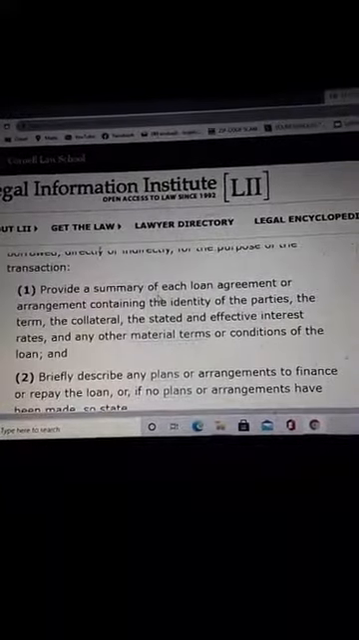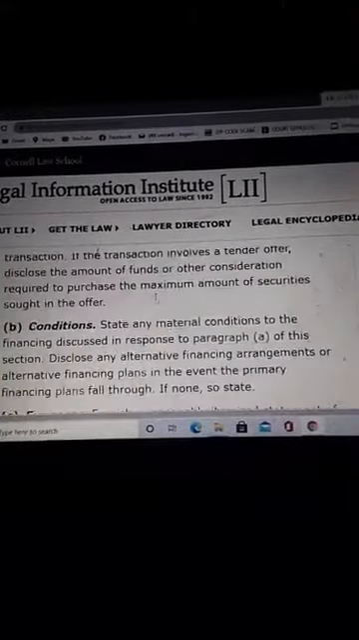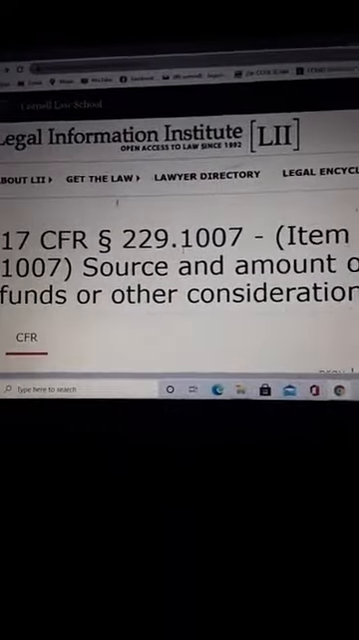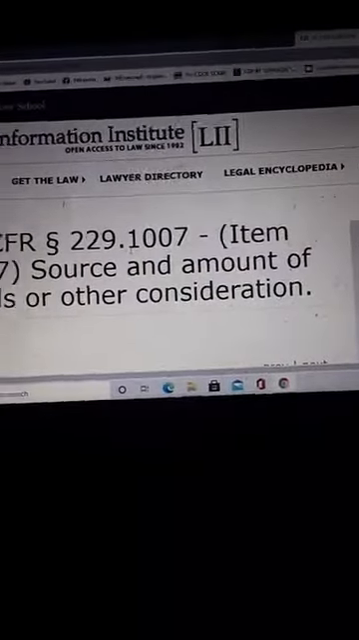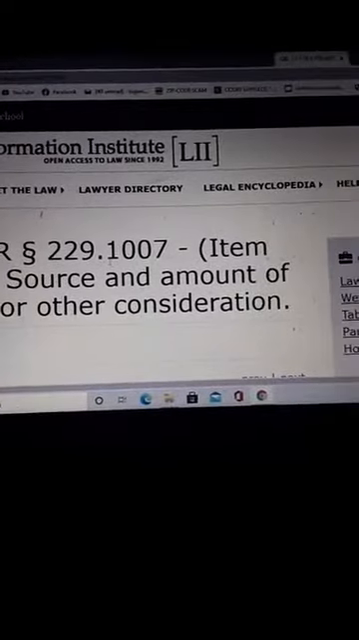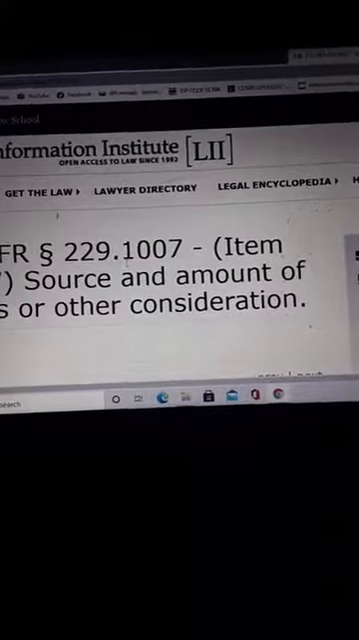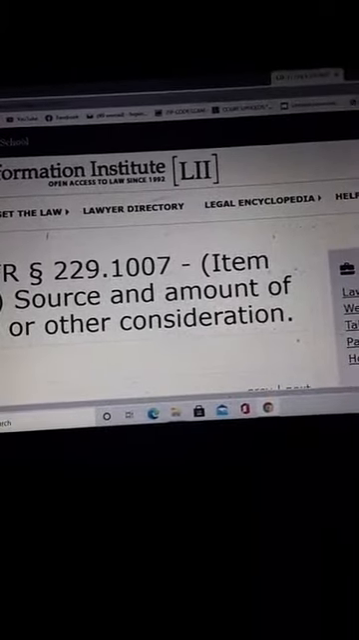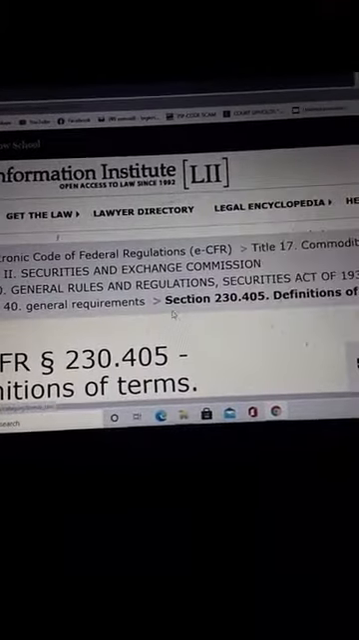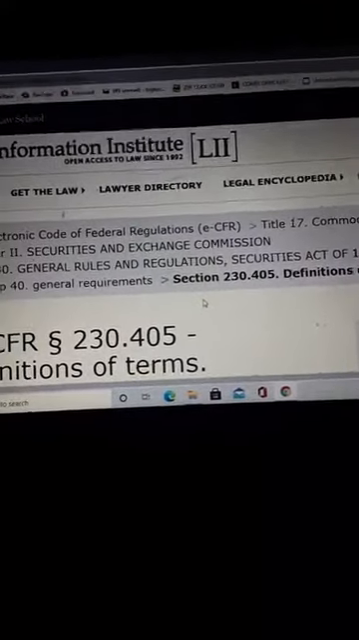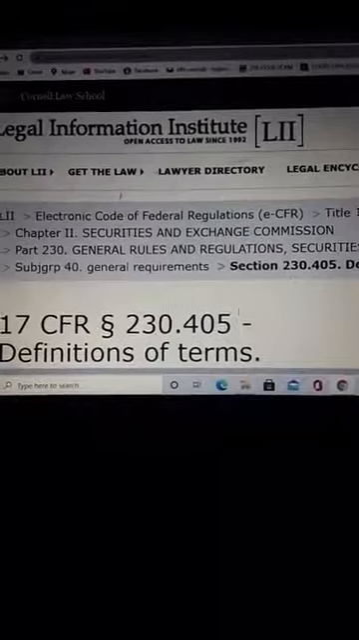Yeah, it's in the other one. So let's skip to that other one now. But this is source and amount of funds or other consideration. The source of the funds comes from where? As I spoke of earlier in a couple other videos today, what is the source of the funds?